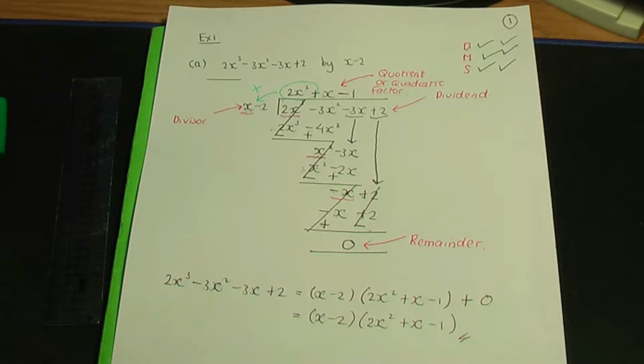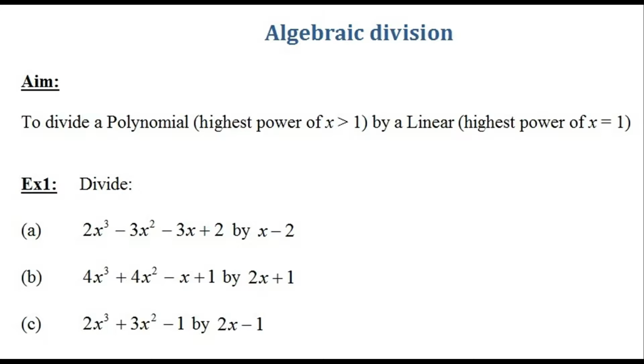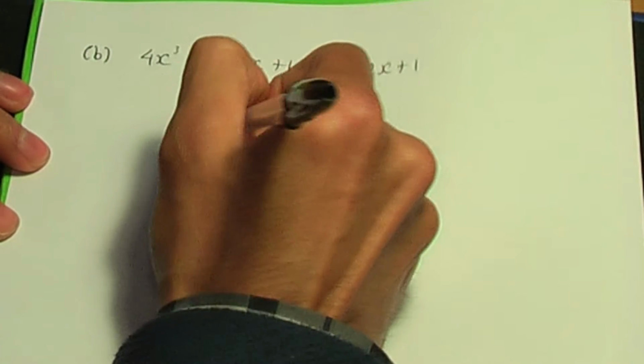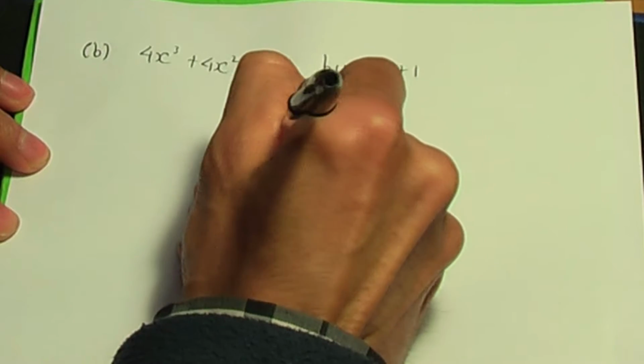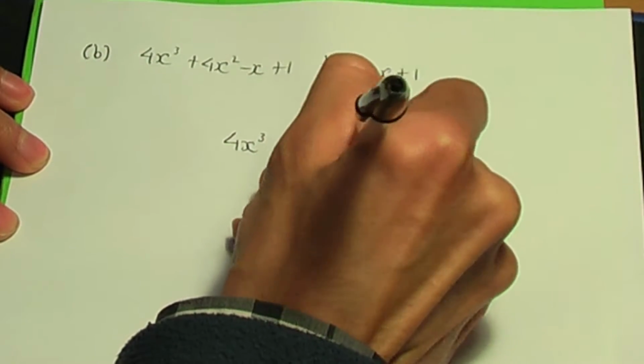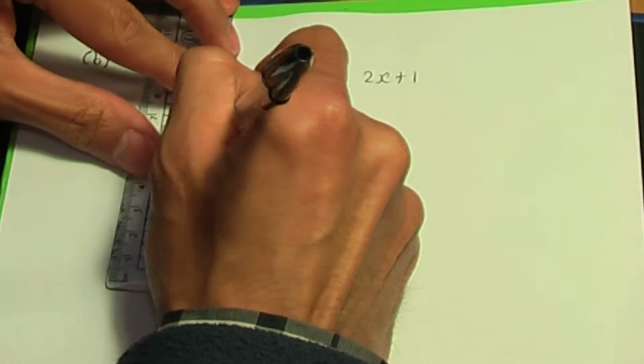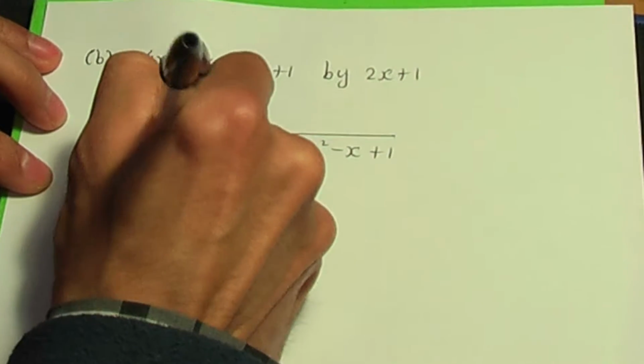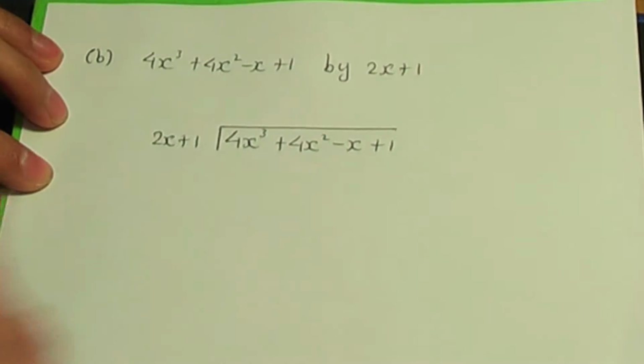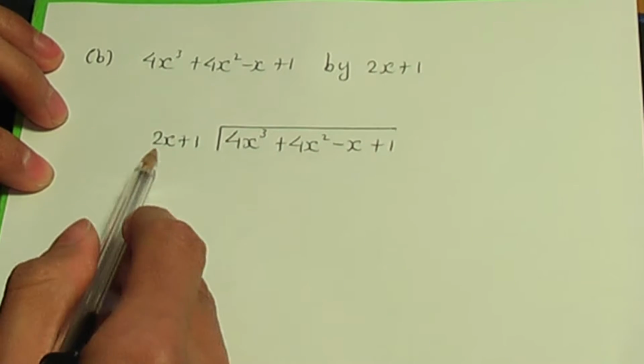Okay, so if we go back to the screenshot, we need to divide in part B 4x cubed plus 4x squared minus x plus 1, and we're dividing that polynomial by 2x plus 1. Okay, so if we go back to the paper and pen, let's divide using our method 4x cubed plus 4x squared minus x plus 1, and let's use bus stop, and let's divide it by 2x plus 1. Okay, so remember, this is our dividend, this is our divisor.